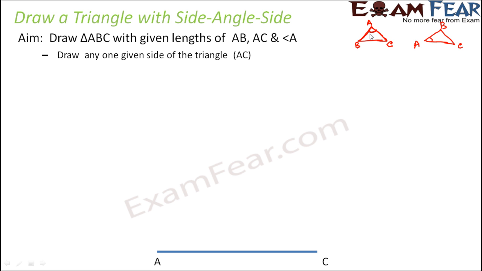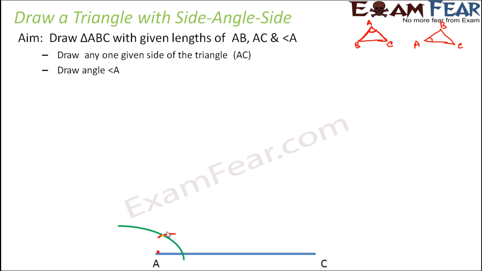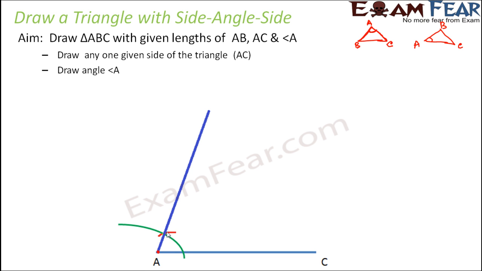So we have drawn this side AC. Now we draw angle A. How do we draw angle A? The measurement would be given. It can be 60 degrees, it could be 75 degrees, it could be 90 degrees. Whatever the measurement of angle A is, we draw that angle. How do we draw that angle? Using a compass. Consider A as the center and draw an arc, and then on that arc you draw the desired angle. Let's say in this case we have drawn 60 degrees. So this is how we draw angle A.